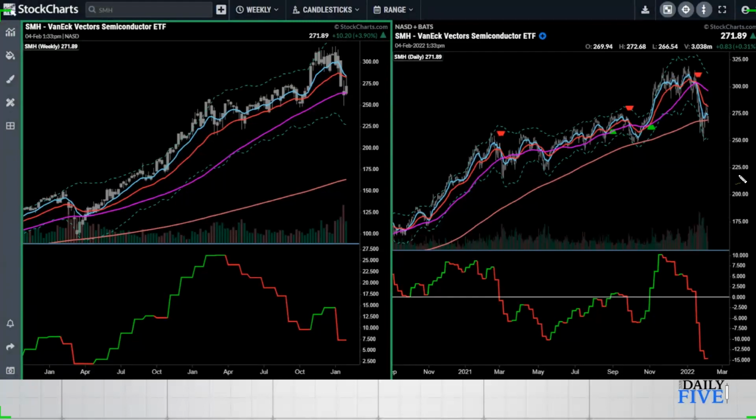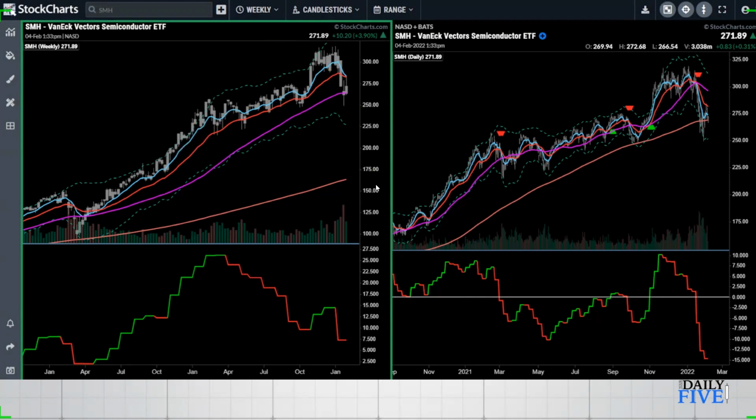Now, here we have the semis. We have the weekly on the left and the daily on the right. I've talked about BOOT on this program before and also in some other StockCharts TV videos, but BOOT looked like a blow-off top. This is SMH, but BOOT looked very similar. It was just trucking along, and then all of a sudden had this big blow-off and then it rolled over. That's a blow-off top.